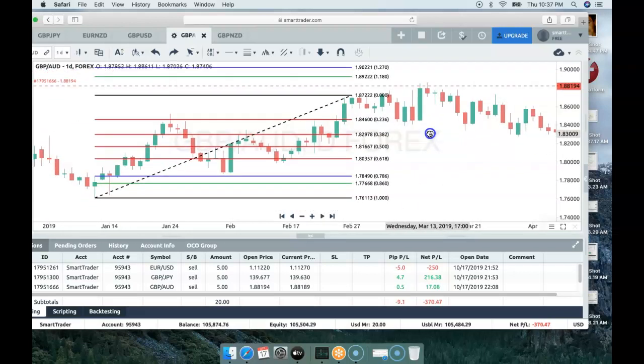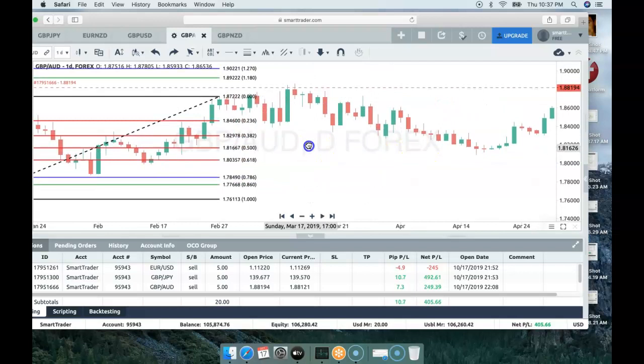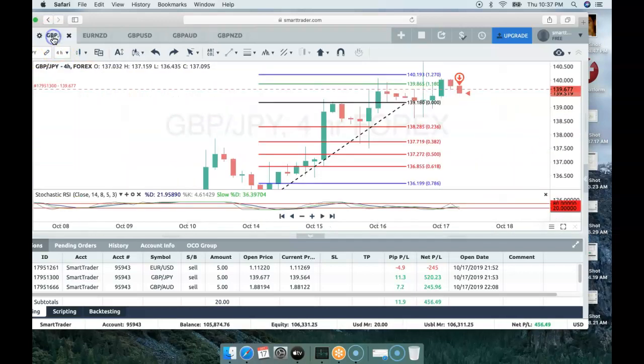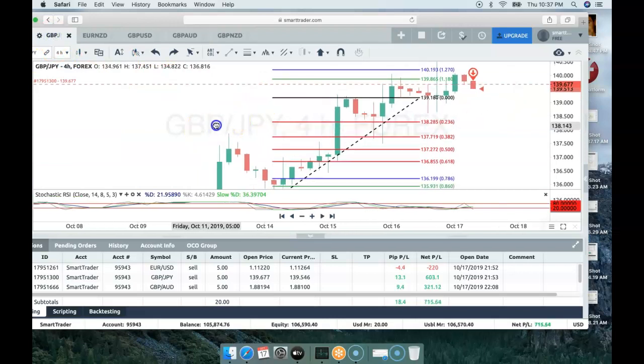It actually almost hit the green level, but even taking this trade right here, that's 179.20 all the way up to 187. That's 800 pips in 2 weeks. Okay, how cool is that? Okay, let's find another pair to trade.